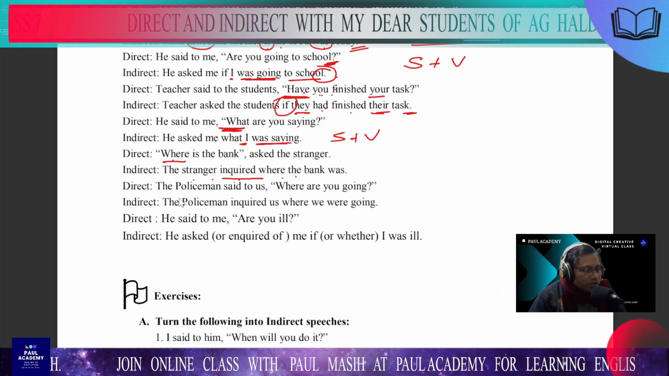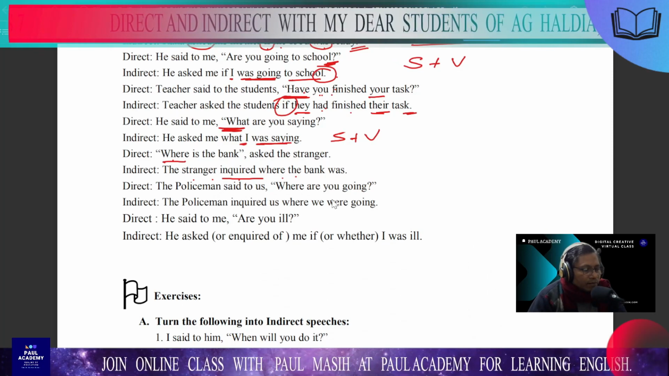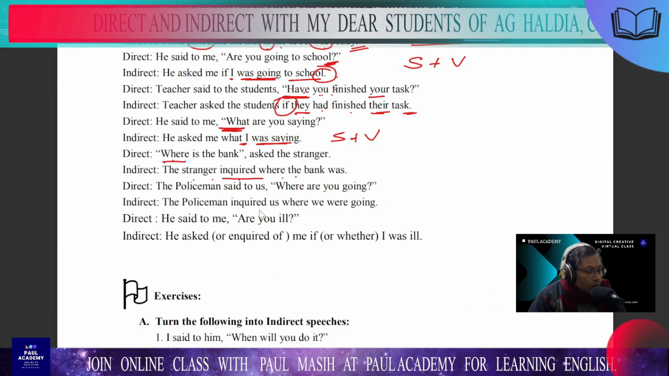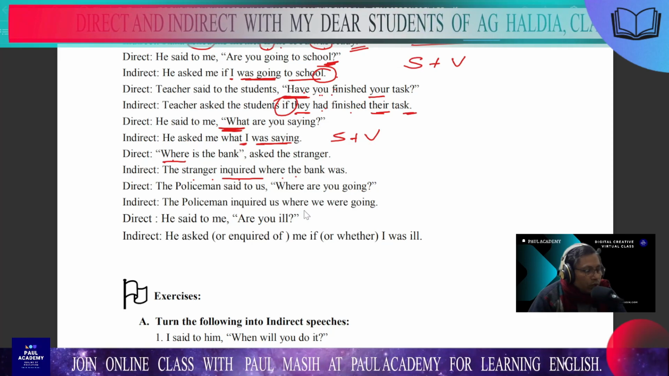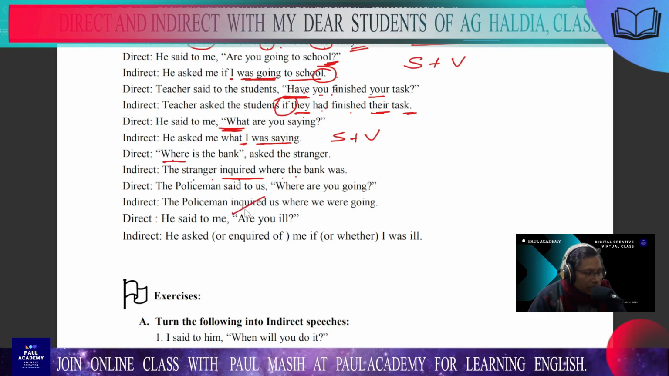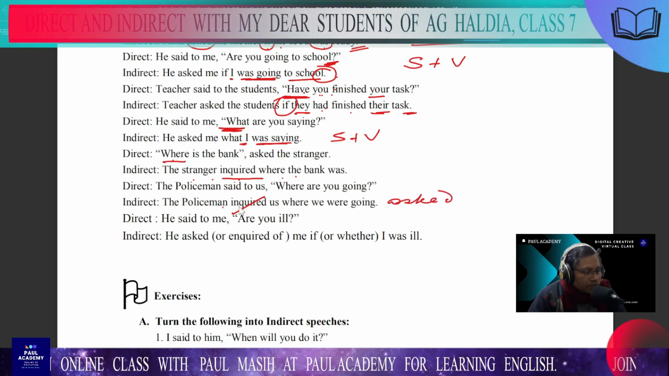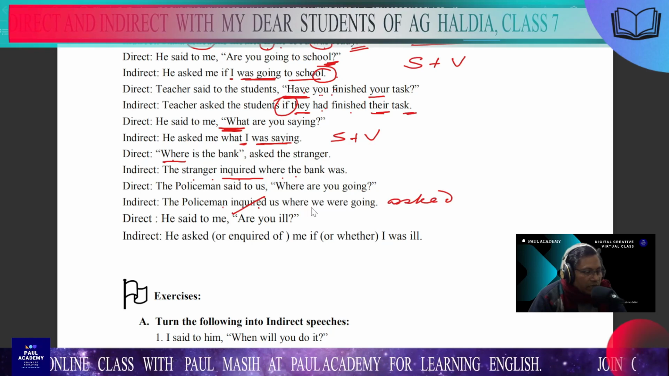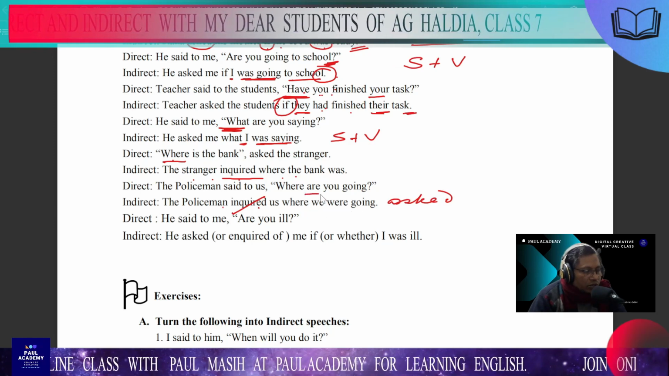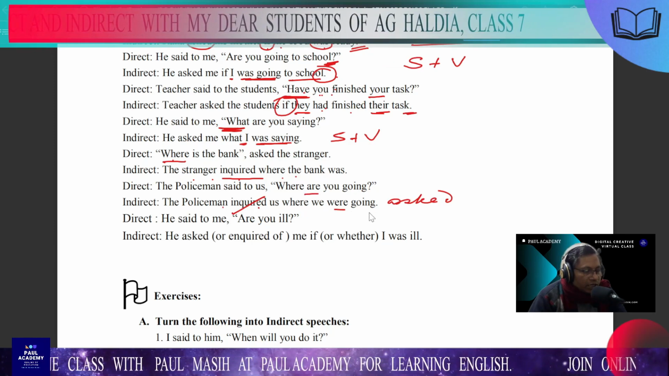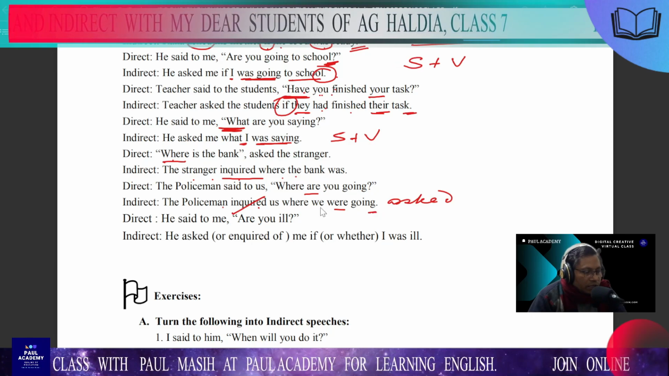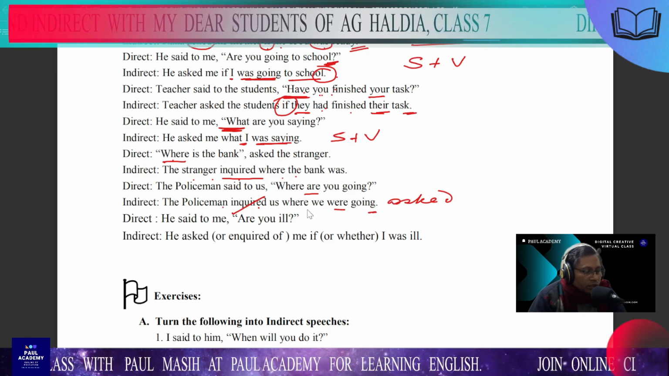Next, the policeman said to us, "Where are you going?" The policeman inquired us where we were going. I would advise you use asked us. The policeman asked us where we were going. Are going changes into were going, and full stop. Don't write where were we going, right?